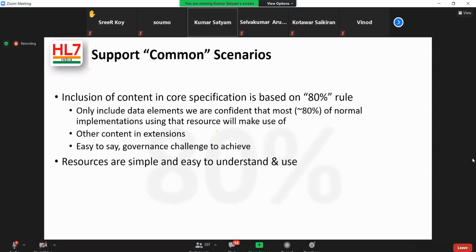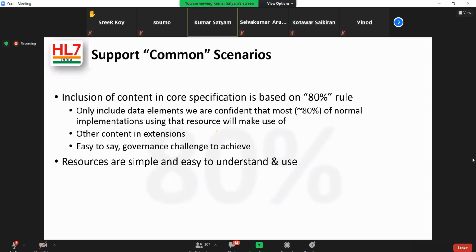Okay. The second one, which is not the most controversial but the least understood, is support for common scenarios. What it means is that FHIR talks about the 80-20 rule. What it says is that in the FHIR spec, you will not find everything that you need. Only something which is implemented across 80% of the scenarios forms part of the base specification.